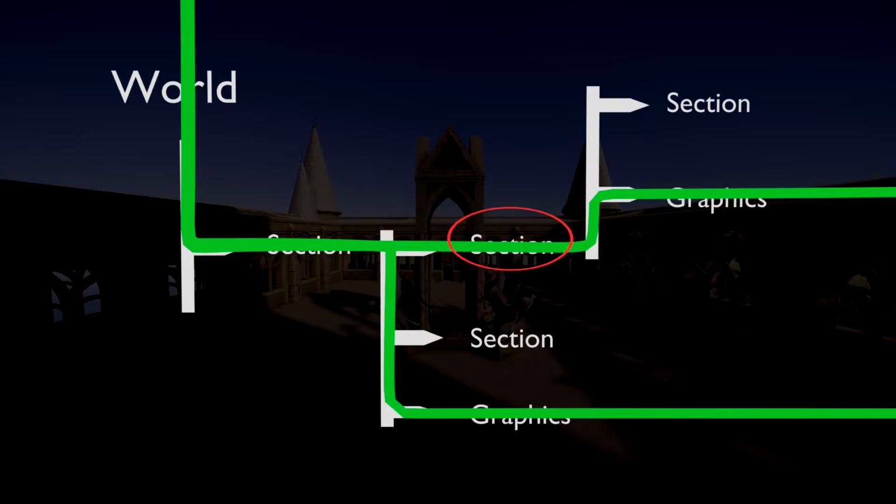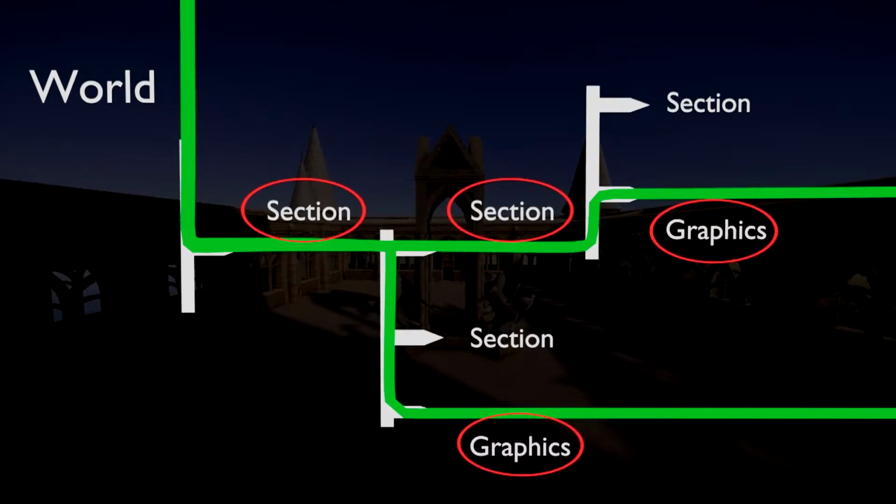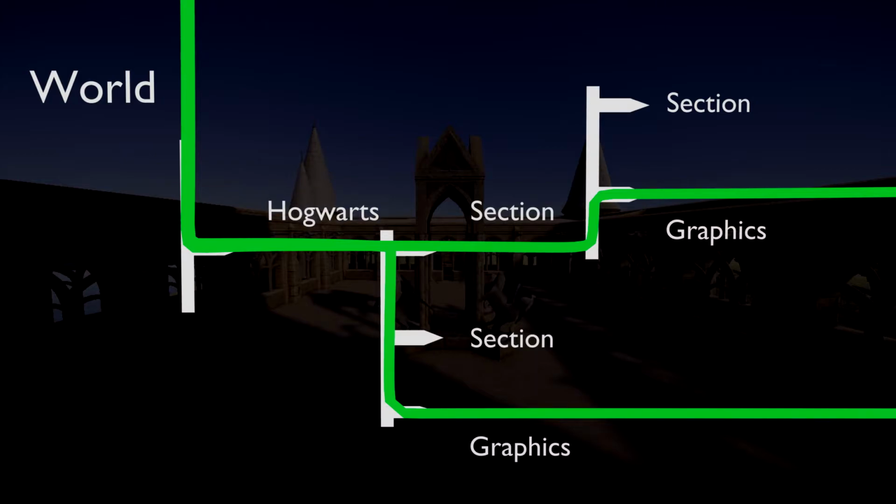This is what will be updated every frame. The first one could be Hogwarts, Area 1, Clock Tower, and Area 2. This is just an example, but what's above the worlds?